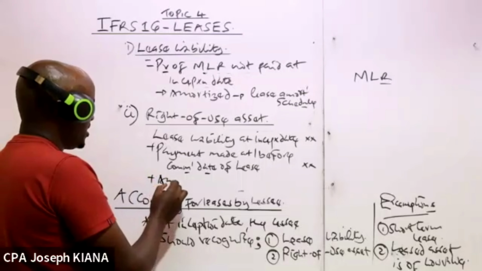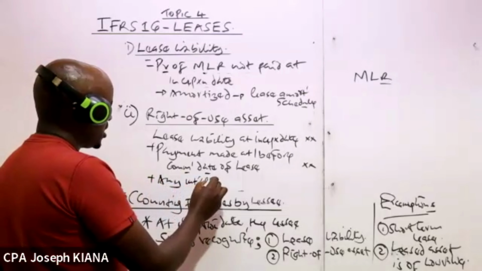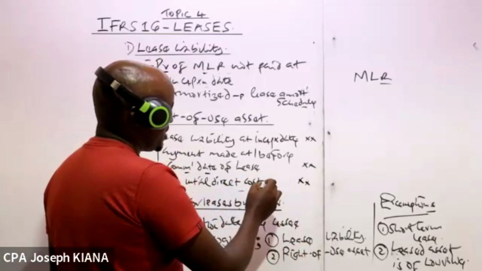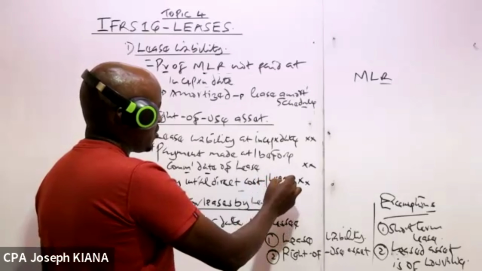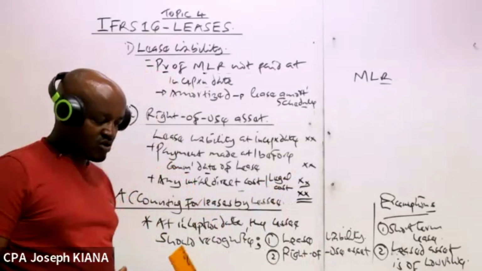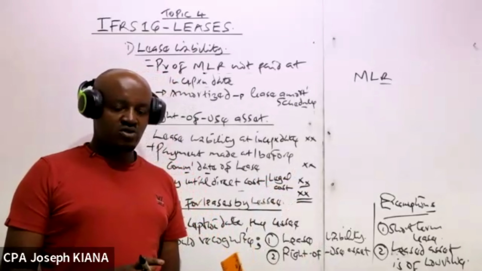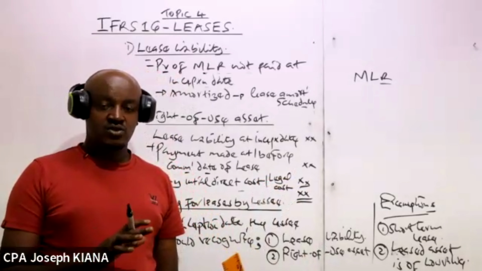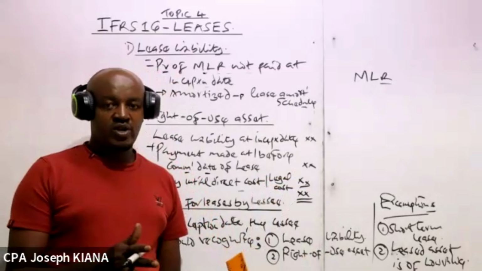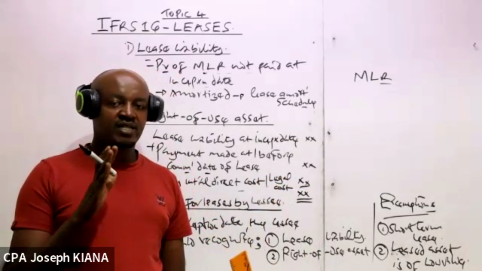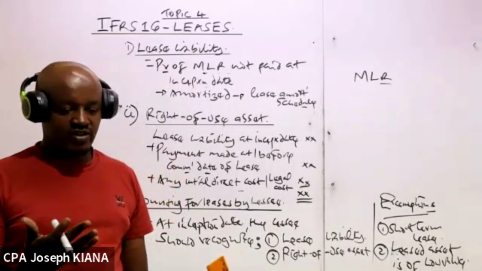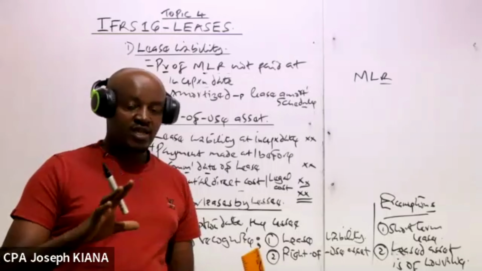And then to this, we add any initial direct costs. Any initial direct cost associated with the lease. And mostly this is actually the legal cost. Generally, if you're leasing an asset, you are entering into a contract with the owner of the asset. You can't enter into such a contract through word of mouth, so you have to agree on the terms of the lease. Maybe you go to a lawyer's office, you have that particular lease agreement drafted, you'll be charged some fee. So that fee which you are charged by the lawyer for drafting the lease agreement is what is known as the initial direct cost.